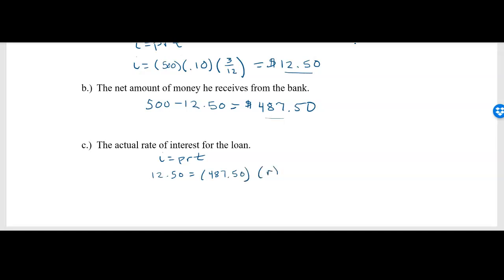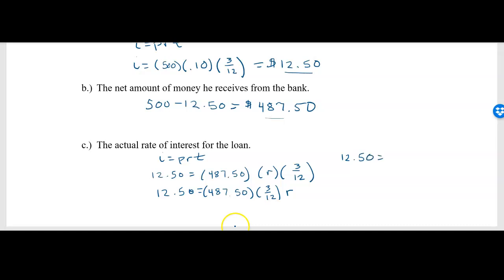All right, now we want to find R in this case, and our time is still the same. That has not changed. You could change that to 1/4 if you wanted to. All right, well, let's do some math here. Now, I'm going to rearrange like I did before. Oops, forgot the equal sign. 487.50. And remember, I'm just using the commutative law and putting the R at the end. This way, you can take 3 divided by 12, then multiply that by the 487.50.